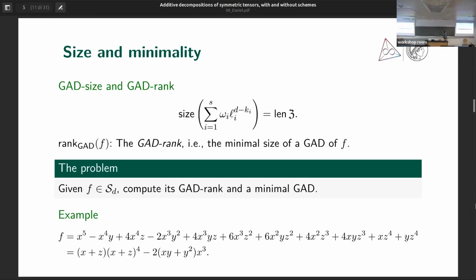And here is an example. You are given a polynomial like this one, and you want to compute the minimal generalized additive decomposition, and you hopefully want to certify that it is in fact the minimal one.